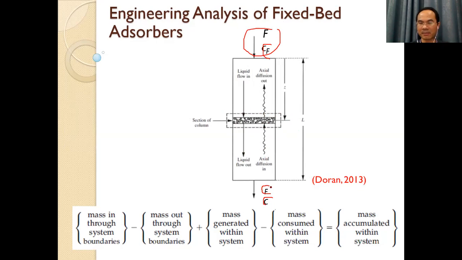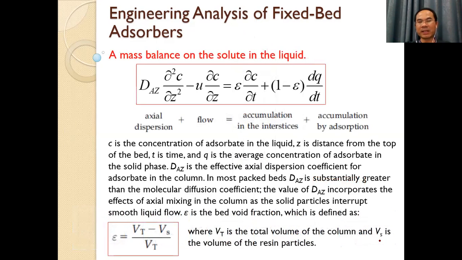If we consider the mass balance, we consider mass flow into the boundary, flow in and flow out, mass generation in the system. The system is a small volume like this. Mass consumption, or mass consumed. In this case, there is no mass consumption because we have no reaction. And mass accumulates in the system. For this case, we can do the mass balance, and then finally you get the equation.